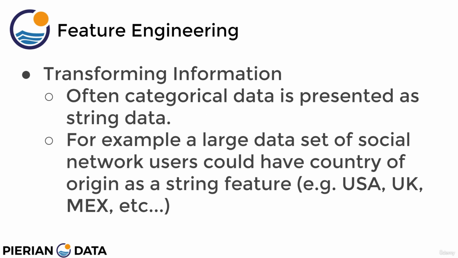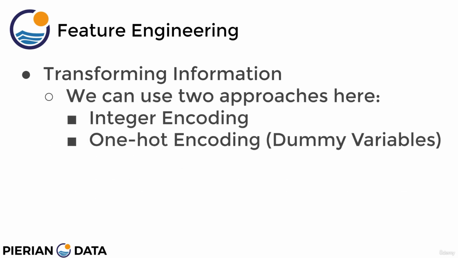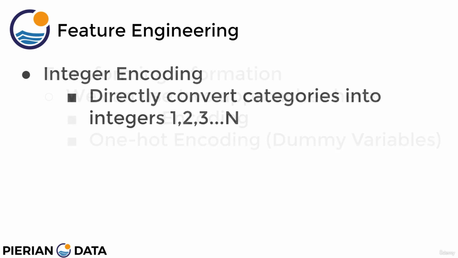So for example, we could have a large data set of social network users that has the country of origin as a string feature. For every single customer, we have a country like USA, United Kingdom, Mexico, etc. So there are two main approaches for dealing with this sort of categorical transformation. There is integer encoding and one-hot encoding, also known as creating dummy variables.